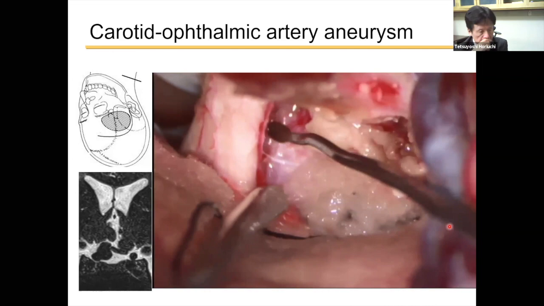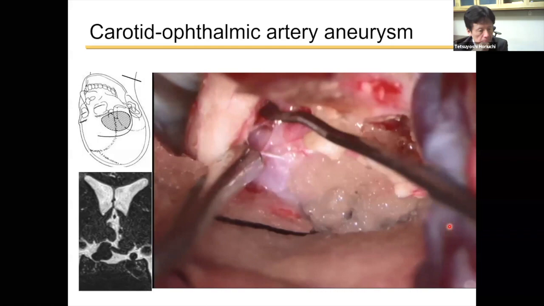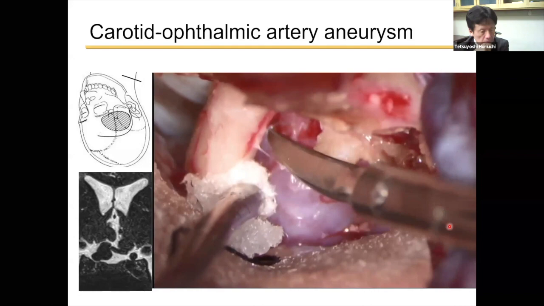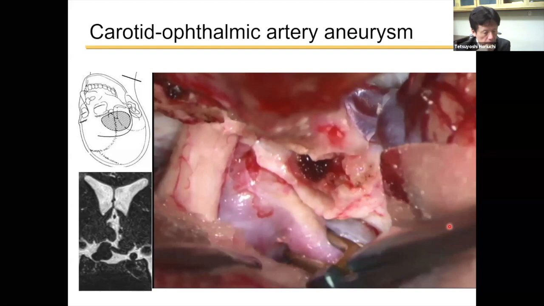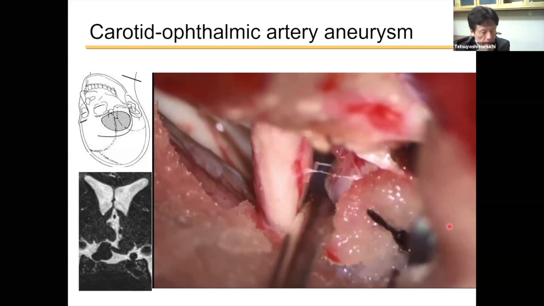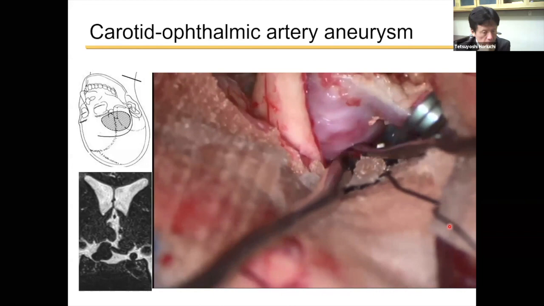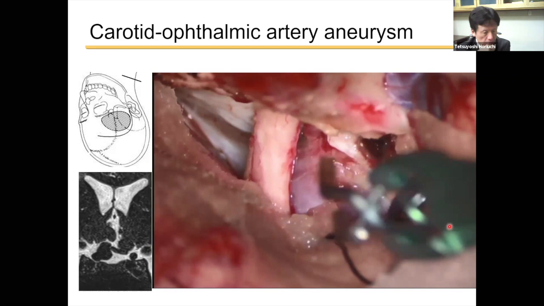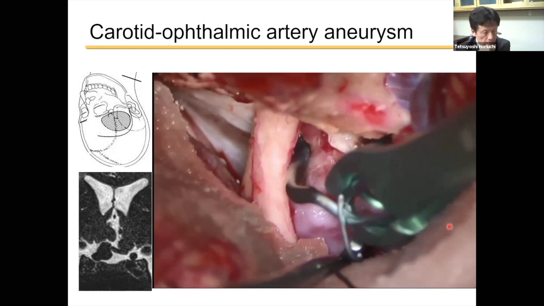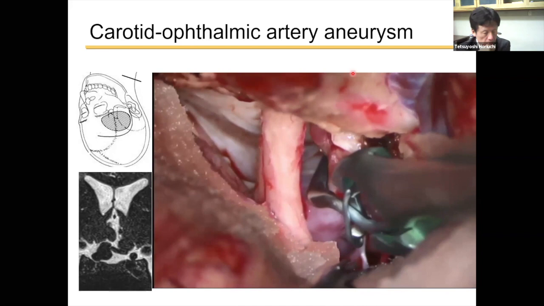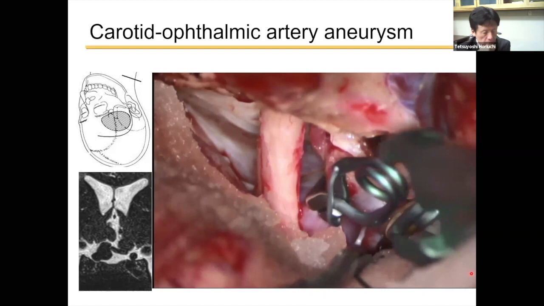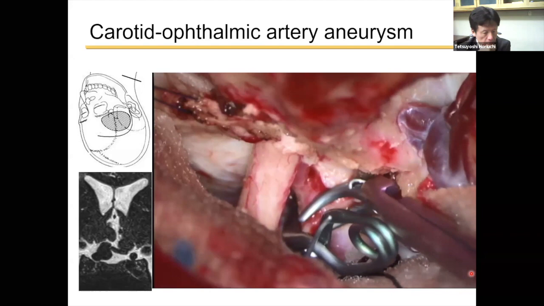And the aneurysm is dissected from the optic nerve. The aneurysm is temporarily trapped at the cervical and intradural region, and the aneurysm is fully exposed. Under temporary occlusion, the clip is applied for obliteration to preserve the ophthalmic artery. A small remnant was clipped using a mini titanium clip.